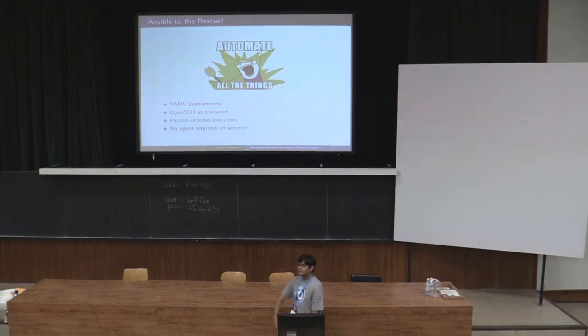Okay, so Ansible to the rescue, right? So what we do is we automate all the things. We use YAML. YAML is a very easily parsable markup language. So it's very easy. How many of you have actually seen YAML before? Yeah, most of you. Okay. Good. So you know what YAML is. YAML is very easily parsable, so it's easy to generate more things out of it.